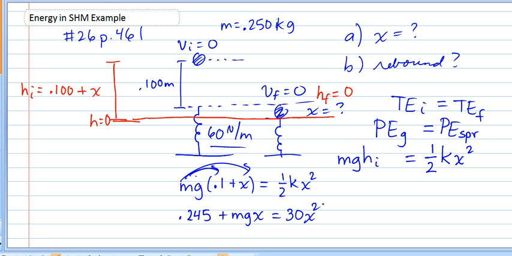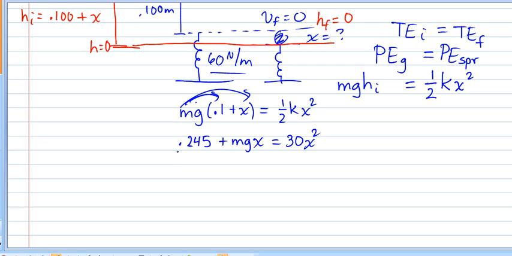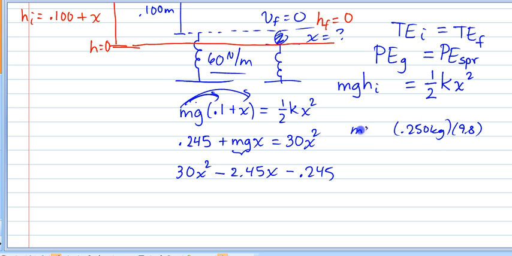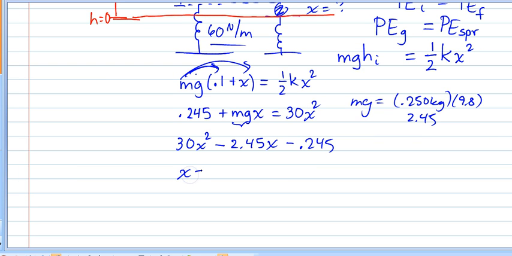So believe it or not, we actually have a quadratic that we need to solve. I prefer putting all of the terms on the same side, and it turns out that mg is 2.45, so this middle term turns into negative 2.45x, and then 0.245, because mass is 0.250 kilograms and g is 9.8, so mg is 2.45. Okay, so now we just pop this into the quadratic equation, and if I do this too fast, just pause or rewind. That's a great thing about videos.